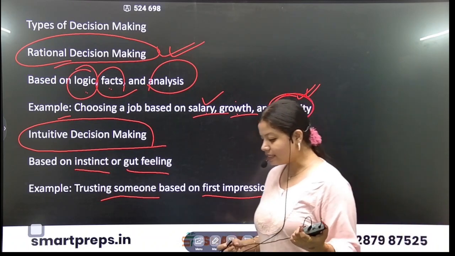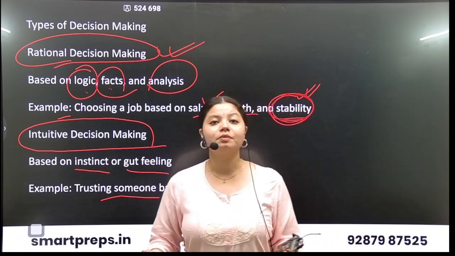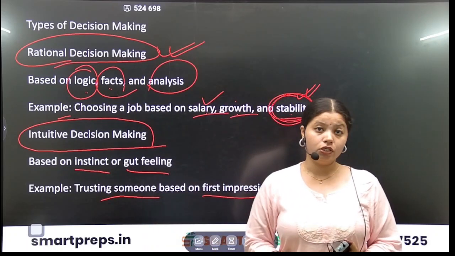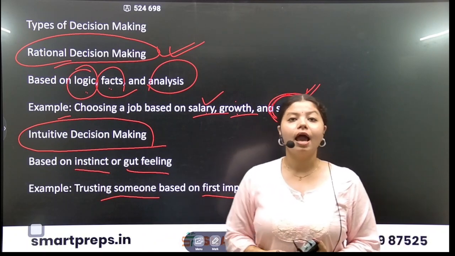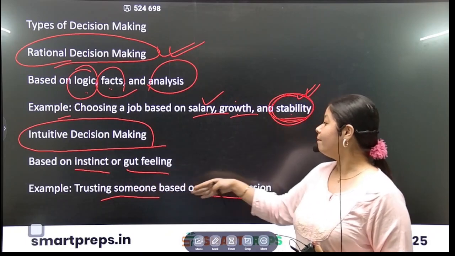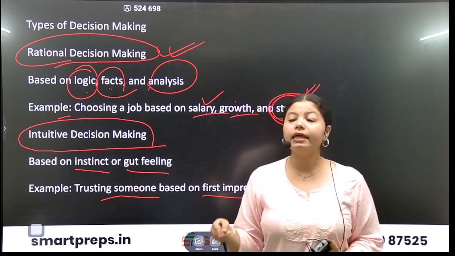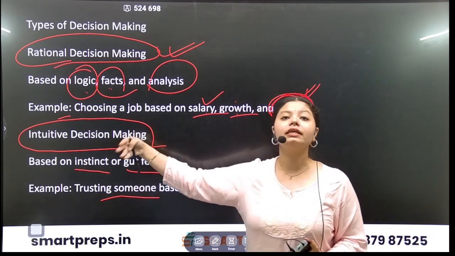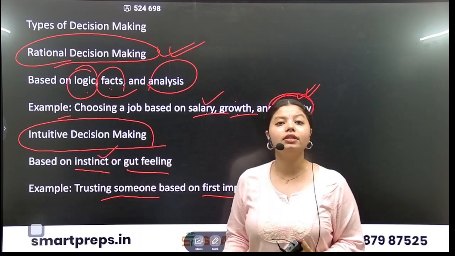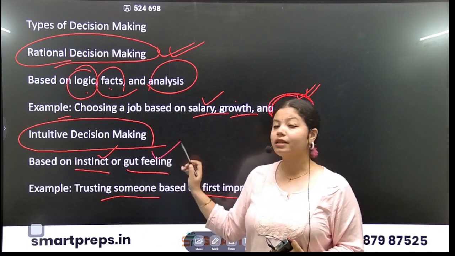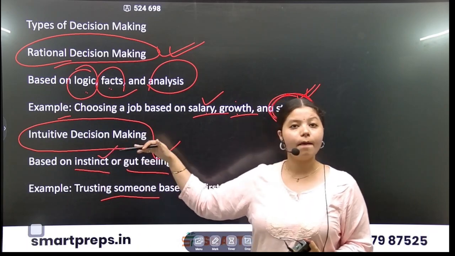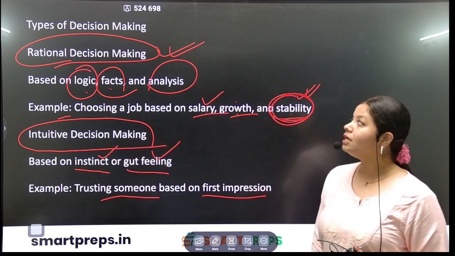Yes, as we say, first impression is the last impression. So when we feel that this person is actually good with me in the very first meeting, we feel like trusting that person. If you trust someone based on the very first impression, then it means you are taking the decision of trusting that person with the help of your instinct or your gut feeling. So that decision making is known as what? Intuitive decision making. I hope you understood both these decision making.